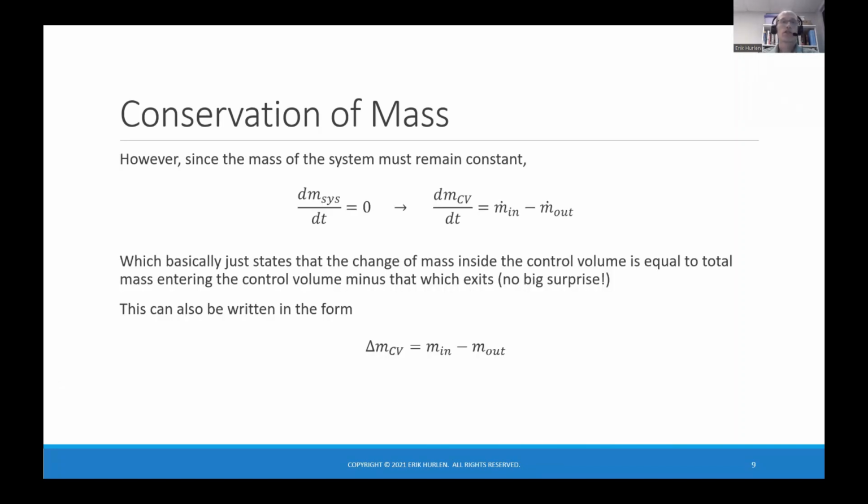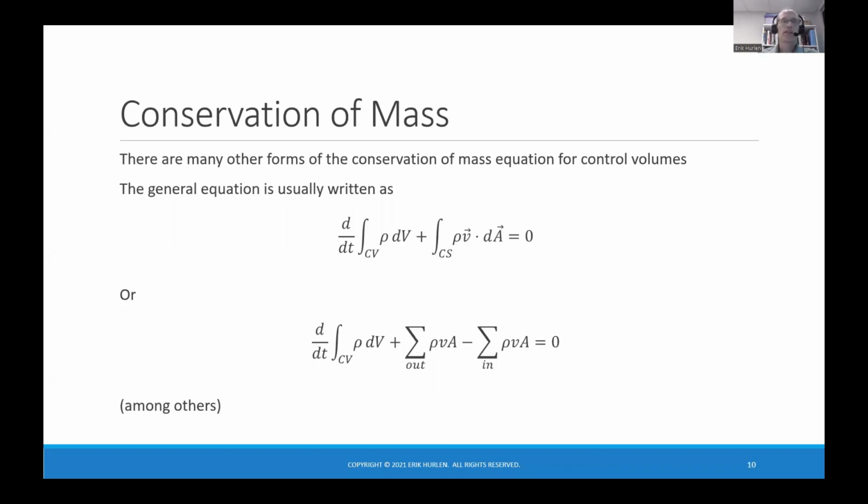Using the principle of conservation of mass, we know that the mass in the system cannot change. Therefore, dm_sys/dt has to be 0, which means that the change in mass of the control volume, dm_cv/dt, is equal to the mass flow rates coming in minus that going out. Notice that the signs probably make a bit more sense now. This is basically just saying that the change in mass inside the control volume is whatever comes in minus whatever comes out, which you probably already knew, but it is good to have it confirmed.